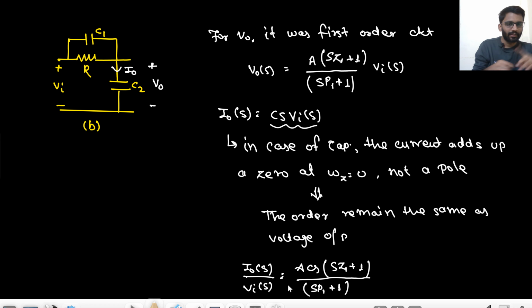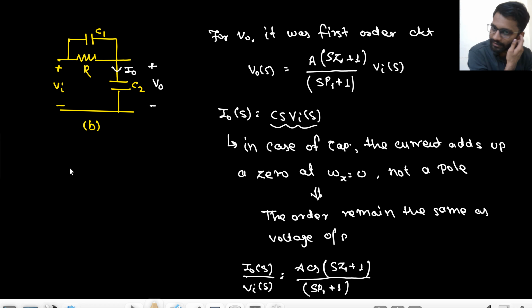the order of the circuit is first order, first thing is that this statement is wrong, because order is always defined with respect to the output. Okay. So, if you are collecting the output at C2, your order of the circuit is first order. Even if you are collecting the voltage, the order is first. Even if you are collecting the current, the order is always first. Why so? Because it is adding up a zero, not a pole. But in case of inductor, it will change. Okay. So, this thing you understood.